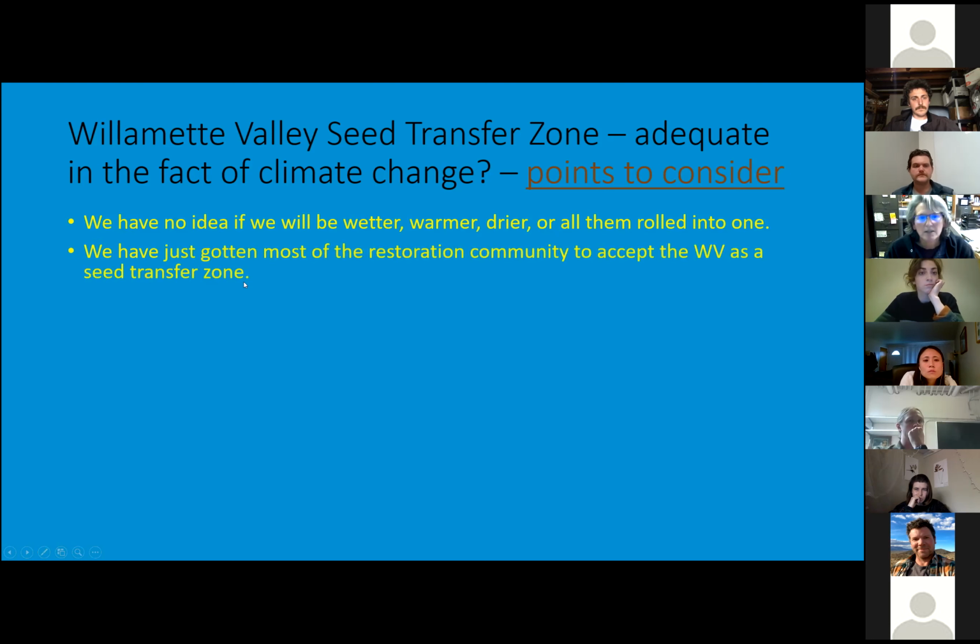We just got people to say Willamette Valley is okay as a seed transfer zone. I mean, that was a big, big step, and the restoration community feels good with it, comfortable with it. Growers are doing it. There's a market for the seed.